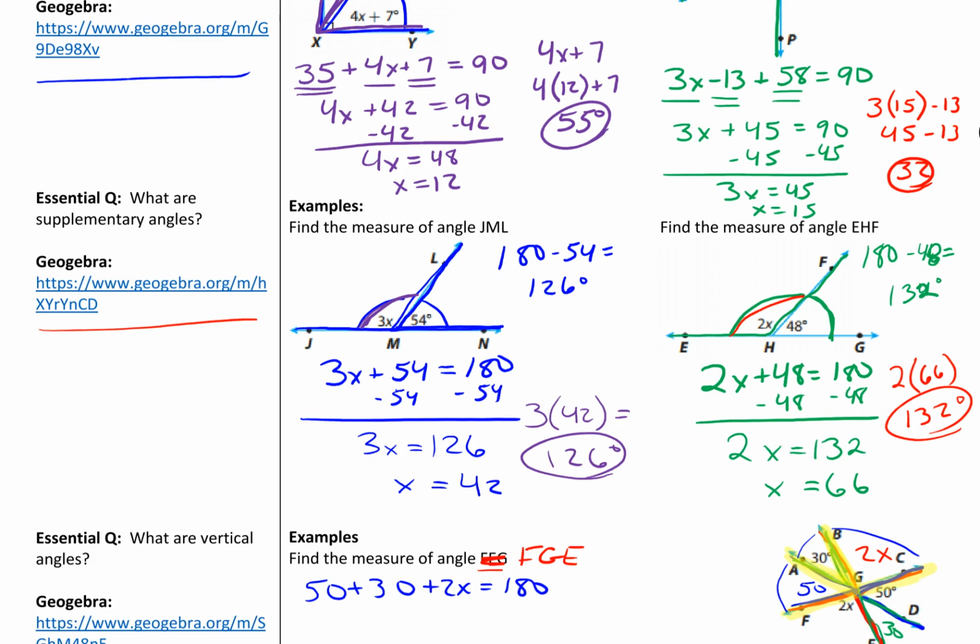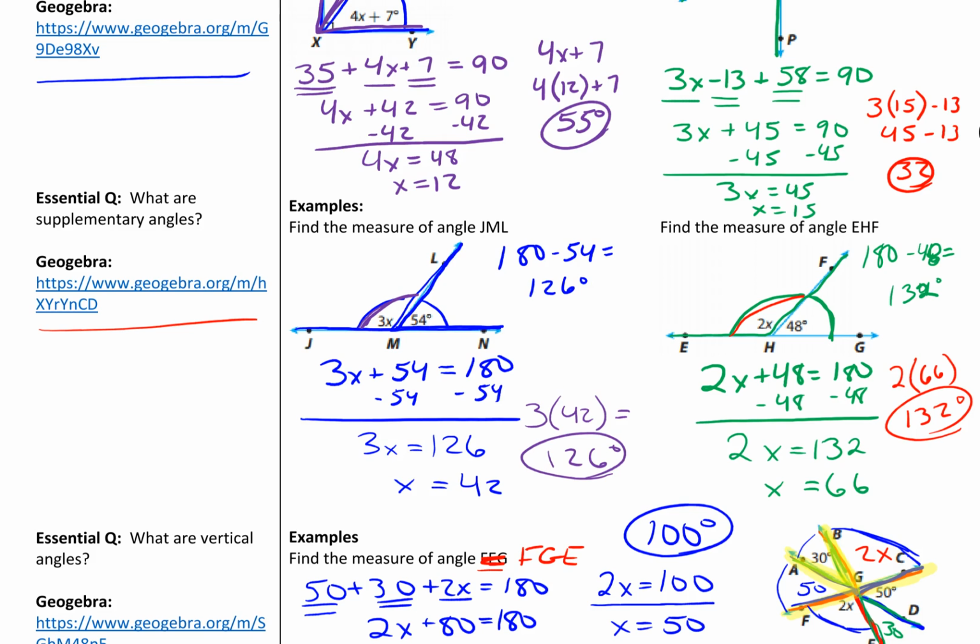And I can go ahead and combine my like terms. That gives me 2x plus 80 equals 180. And if we subtract both sides by 80, that leaves us with 2x equals 100. X equals 50. So that does tell us that this angle right here is 2x. This one is also 2x. And we know that 2x is equal to 100. So that angle measure is 100 degrees.